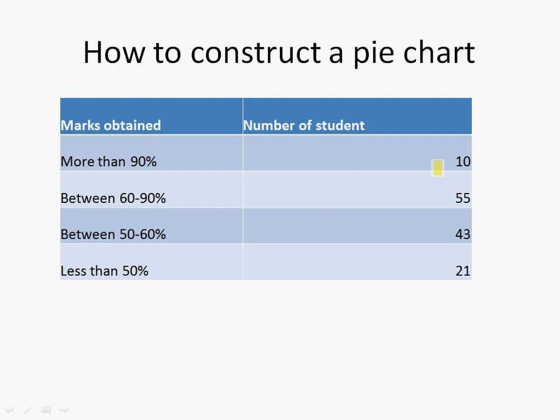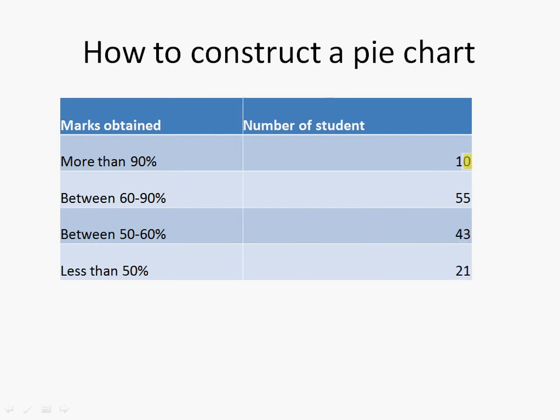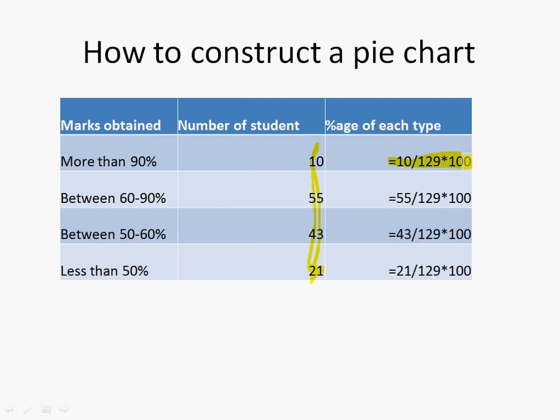So here we have taken the data chart of this pie chart, which is more than 90 there were 10 students, between 60 to 90% 55, 43 and 21 respectively. Then we find the percentage of each. So total number of students here is 129. If we add them, it comes up to be 129. So this becomes the percentage, which was how much? 8% here. Similarly, this was 43% and so on and so forth.